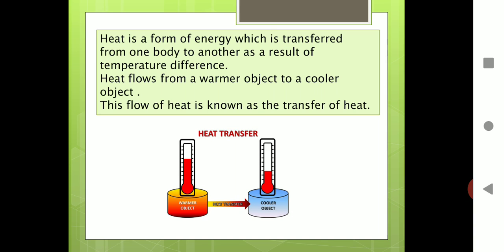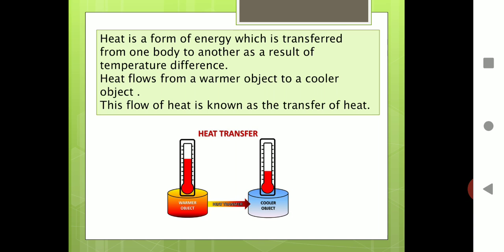Heat always flows from a warmer object to a cooler object. That is, the object having higher temperature will be warmer and the object having a lower temperature will be cooler with respect to the other object, and hence the flow of heat will always take place from the warmer object to the cooler object. This flow of heat is known as transfer of heat.